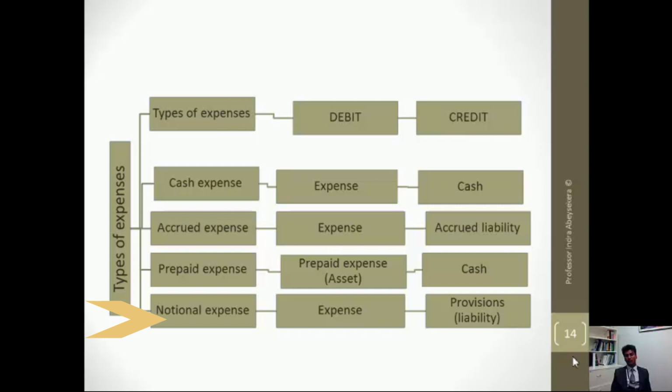Let's assume that we are in the next reporting period and the customer has come to repair the defect of the product or the service, and cash was used up for that repair. Then the cash will decrease. We credit cash, and the liability or the provision will now decrease because that has been used up. So we credit cash and debit provisions.